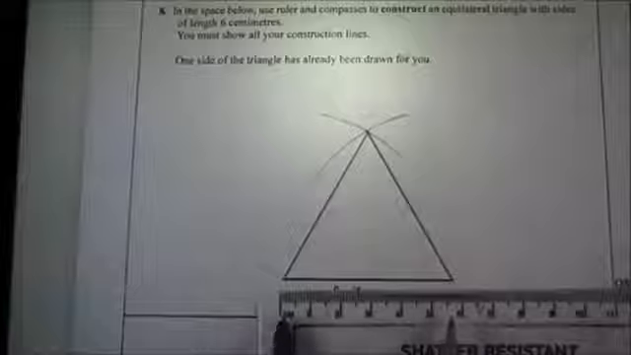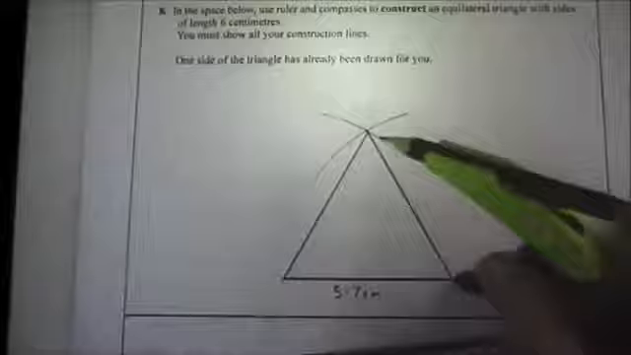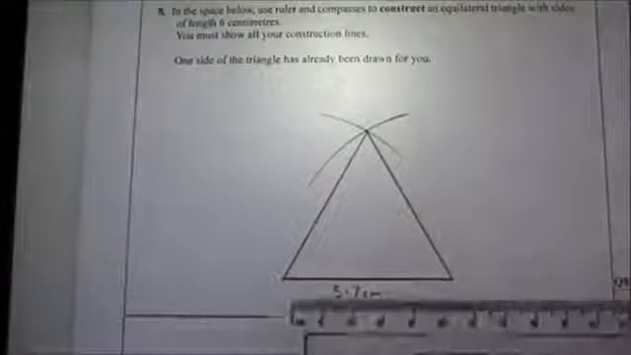Set your compass to 6 centimetres. Go on the lines and draw these lines up here. These are your construction lines you're drawing, and then just connect them up, and that is your equilateral triangle.